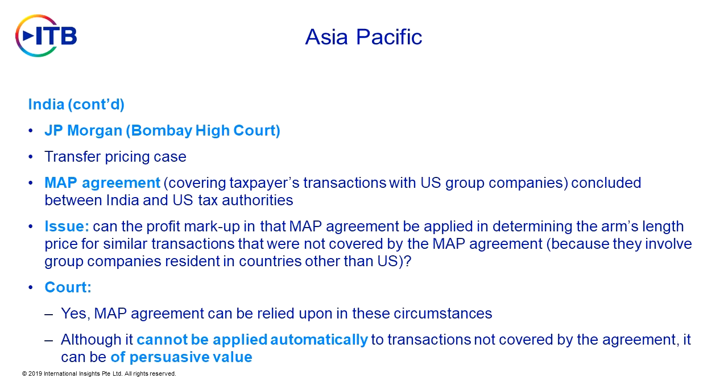The third case is JP Morgan, which was decided by the Bombay High Court. This is a transfer pricing case. The issue was whether the profit markup from an MAP agreement which was concluded between India and the US could be applied in determining the arm's length price for transactions of a similar nature that were not covered by the MAP agreement because they involve group companies resident in countries other than the US. The court held that the MAP agreement can be relied upon in these circumstances.